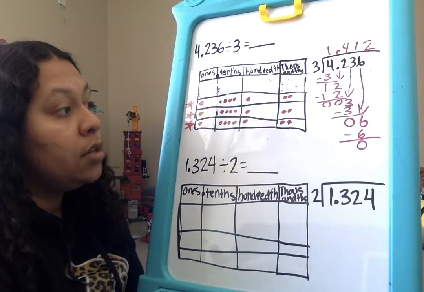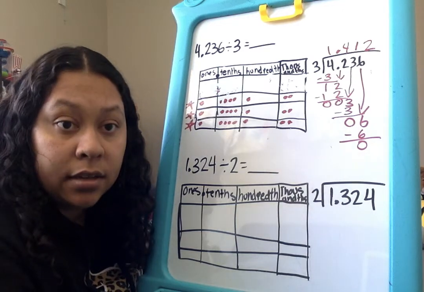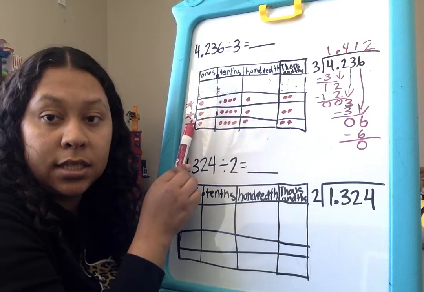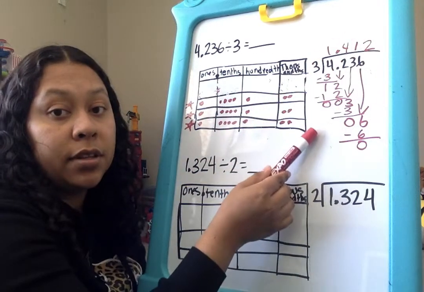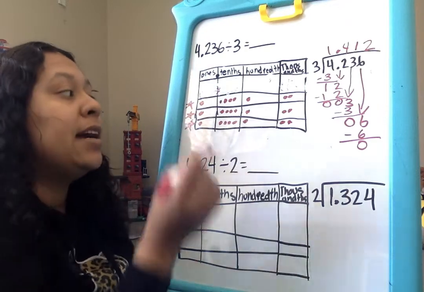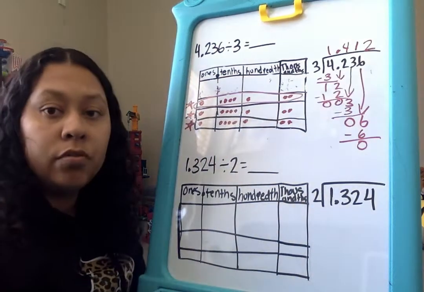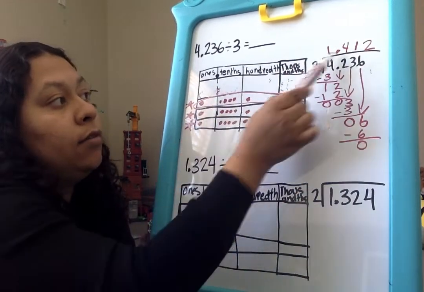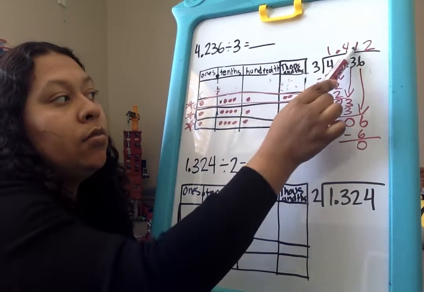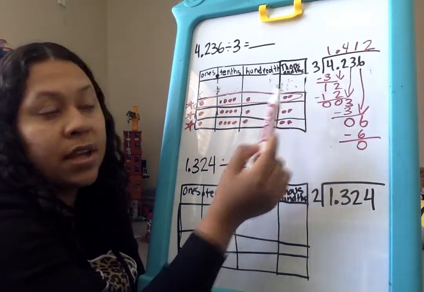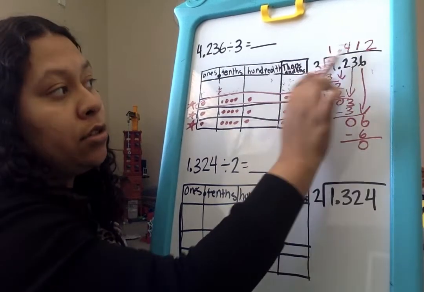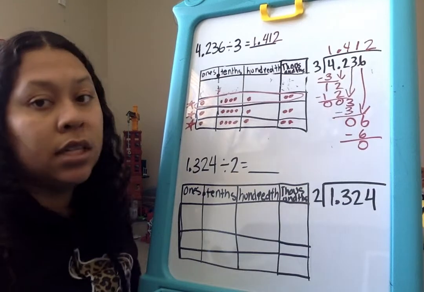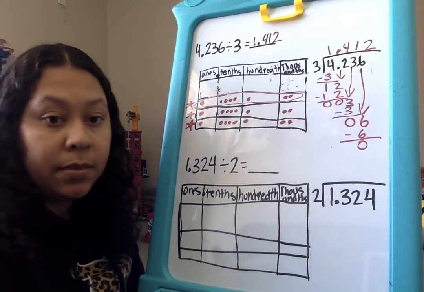So now each group was able to get 2 thousandths. So 2 right there. So now we have divided successfully using the place value chart and the place value discs and the standard algorithm. So now your answer is how many are in each group, your quotient right here: 1 one, 4 tenths, 1 hundredth, 2 thousandths. So now you need to plug in that answer here and here. So 1.412.